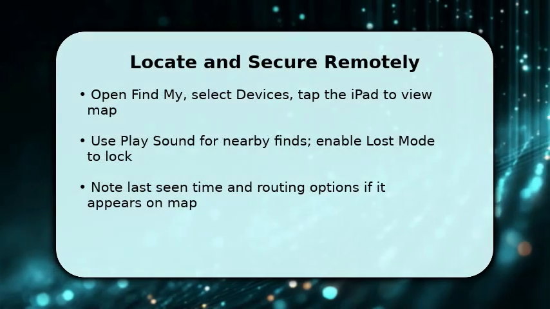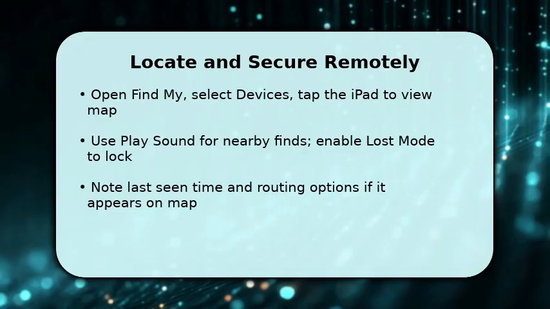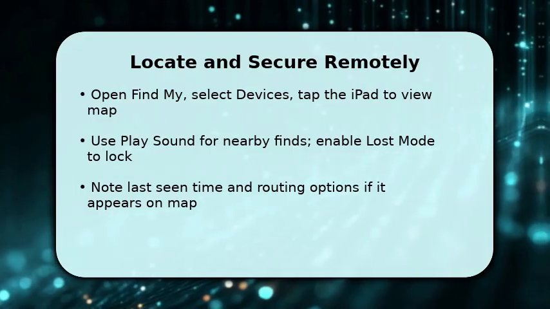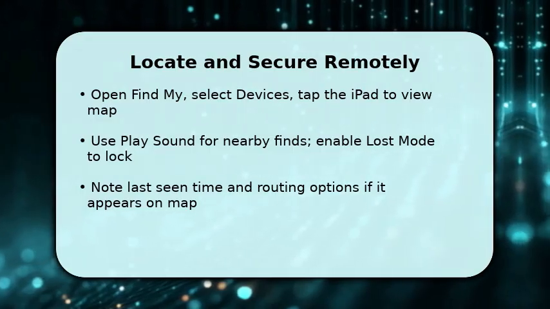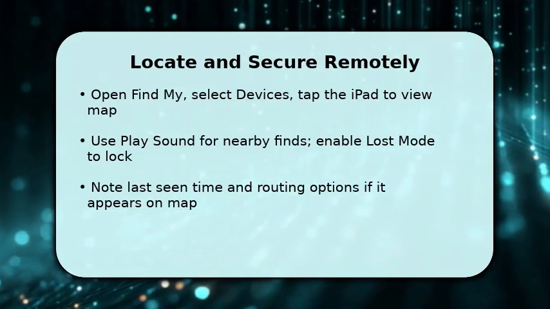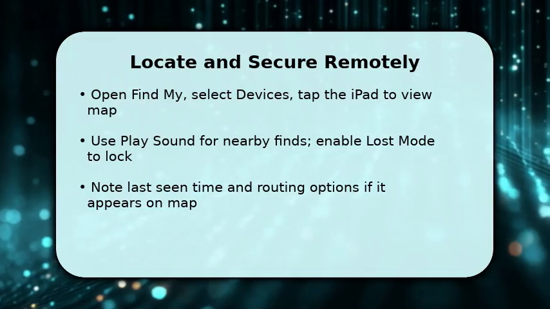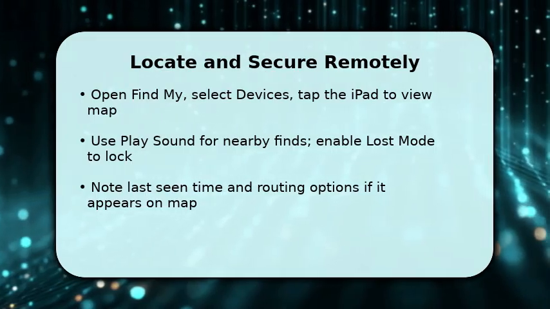You next open Find My and select devices to display the iPad on the map. This shows last seen coordinates and status. If it's near, tap play sound to help you locate it immediately. If it appears in an unfamiliar place, enable lost mode to lock the screen, show a contact number, and suspend Apple Pay. This prevents misuse.